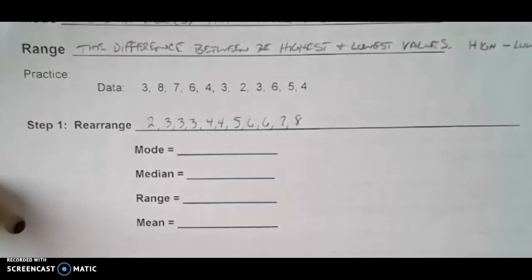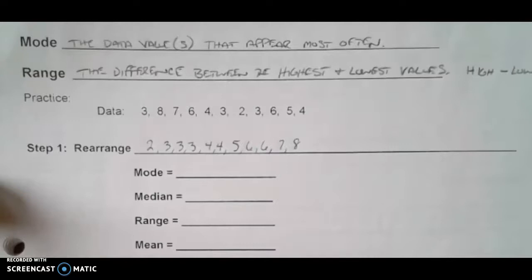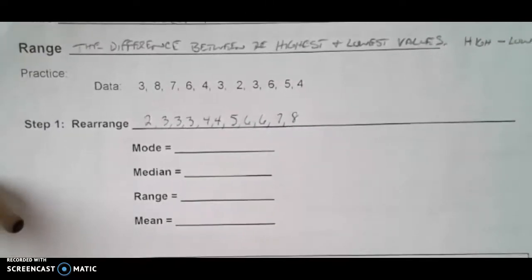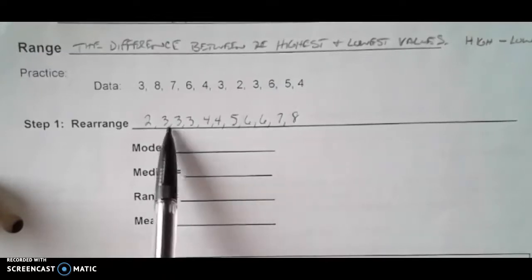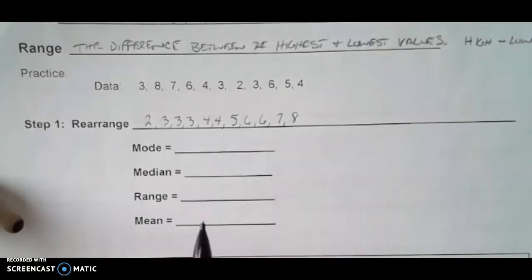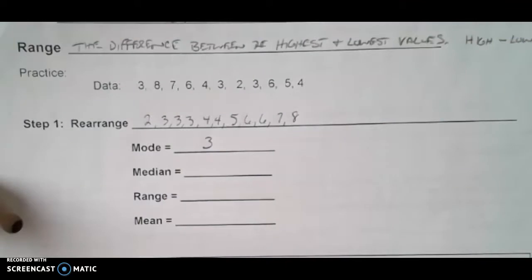We're going to start with the mode, and if we remember from up above, the mode is the data value or values that appear most often. So all I'm doing is looking in my list and trying to figure out which number or numbers show up more than all of the others. Looking at my list right here, I see that there's 3 3s, which is more than any of the other numbers in the list. So my mode is going to be 3.